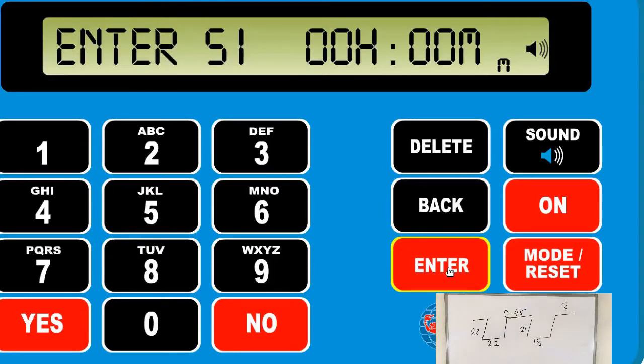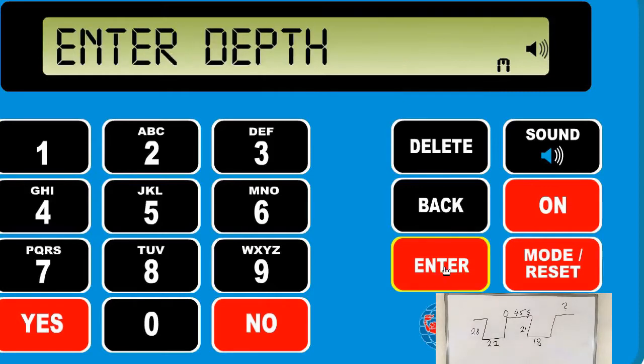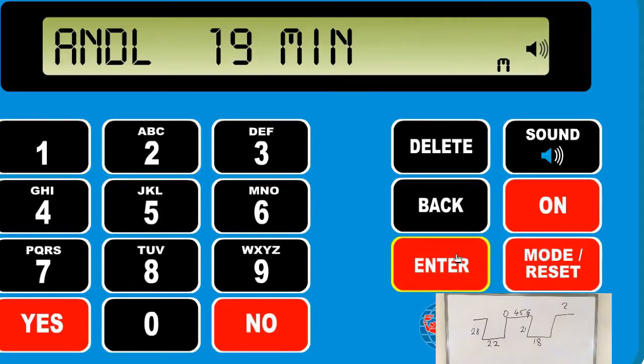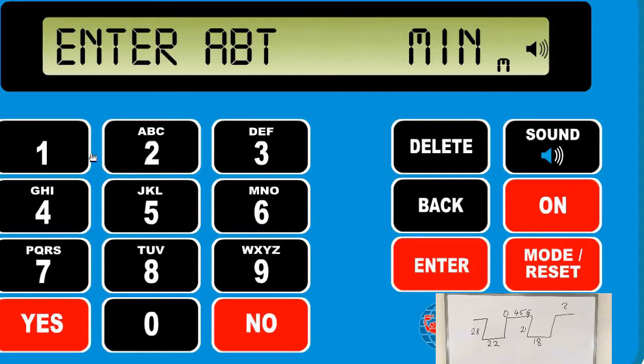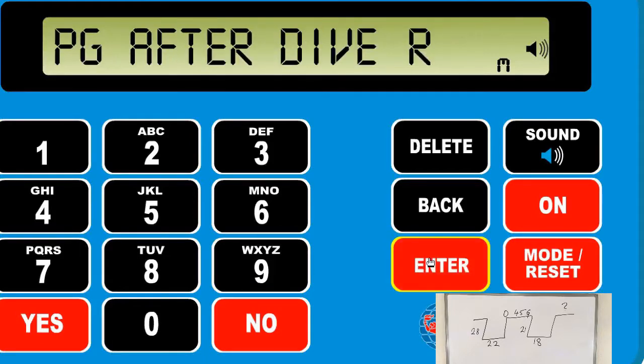It tells us our pressure group is O. And then it asks us what our surface interval is. Well, it's 45 minutes, so I can plug that in, click enter, and the pressure group after that is a G. Press enter, then we enter the depth of the second dive, which is 21 meters. We can go for 19 minutes, but we're only going for 18, so we plug 18 minutes in, click enter. It tells us again this one needs a 3-minute safety stop, and our final pressure group is R.